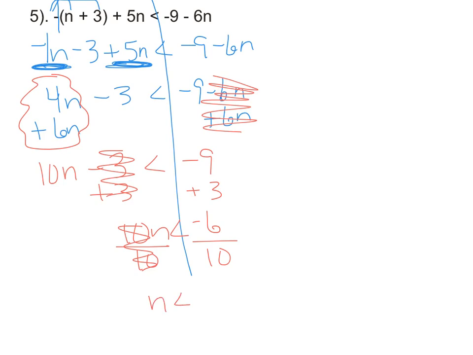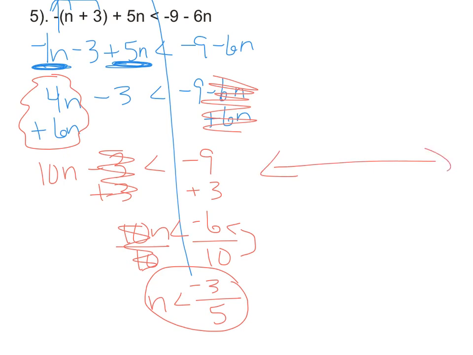So once again we have another fraction here. 10 won't go into 6, but 2 will go into both of these. So 2 goes into 6 3 times, leave the negative. 2 will go into 10 5 times. So n is less than negative 3/5.